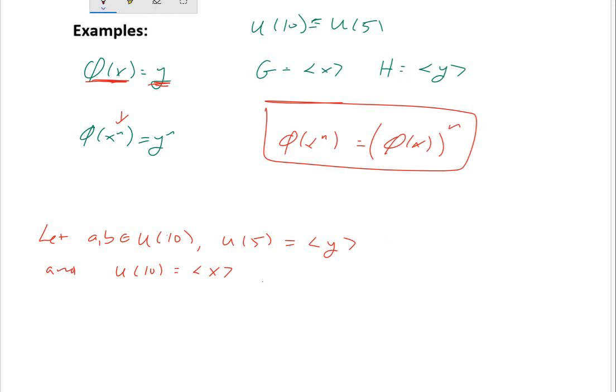All right, so we need to start off with our proof. We've got to start off and say, okay, well, we've got two elements in the domain, right? And we also need to state, hey, these are our generators for U10 and U5, right? And then we just look and see what happens with this, right? So if we have those two elements, what do we do?